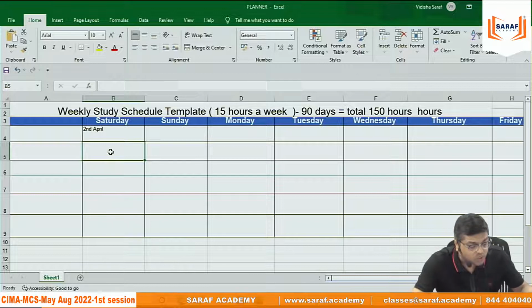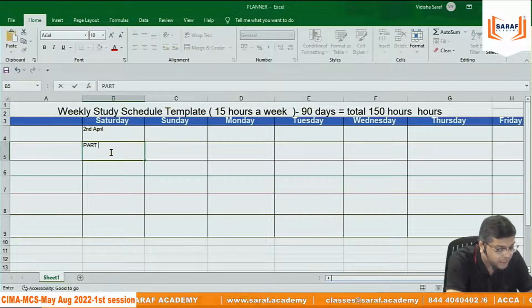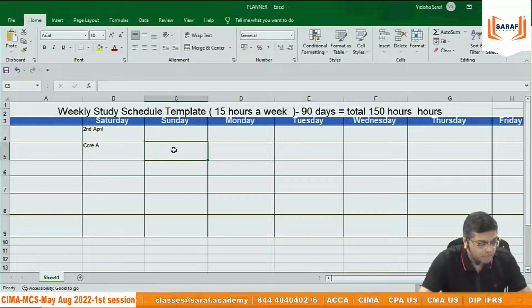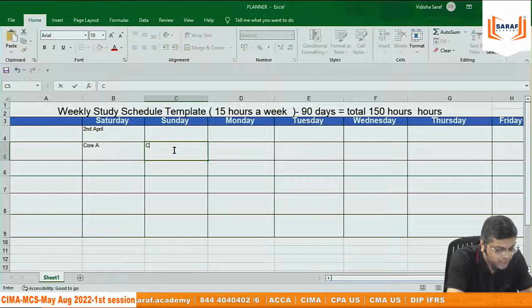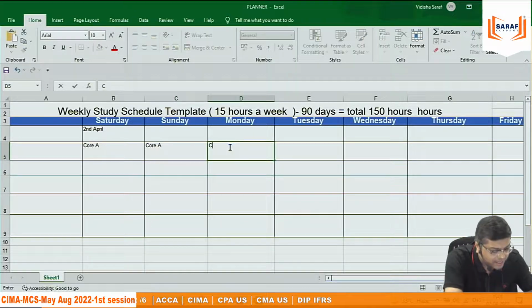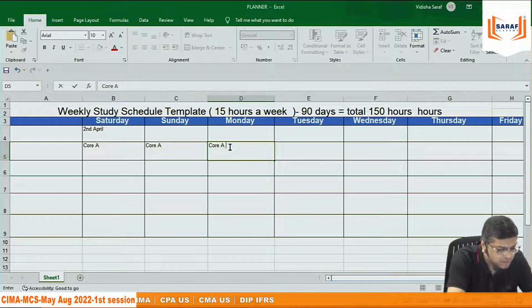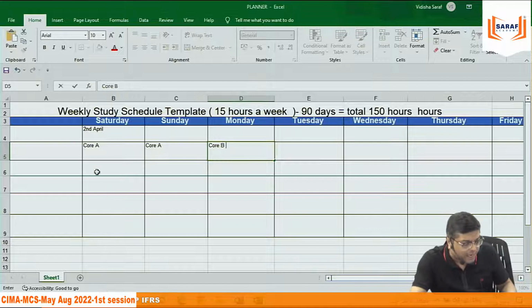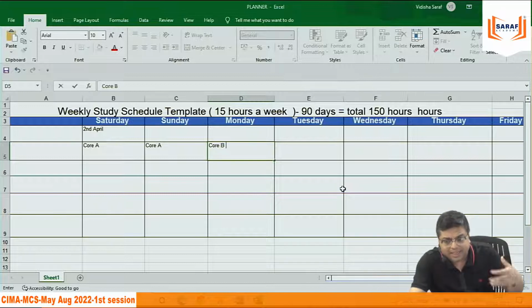Along with that, what is your target? Suppose today my target is part A, core area A. My target on Sunday also core area A. This is just hypothetically I am writing. My target here core area B. Like that you will be making your routine that in the first 2 weeks or maybe 3 weeks, you will be covering core area A, B, C, D, E.